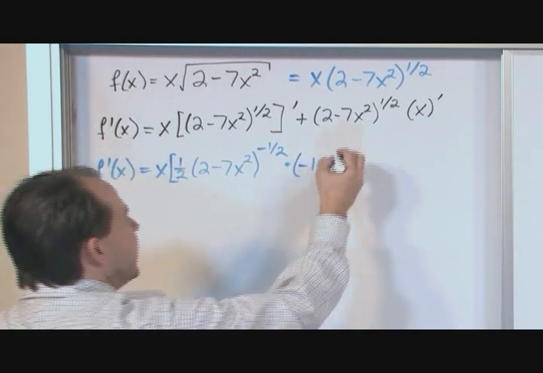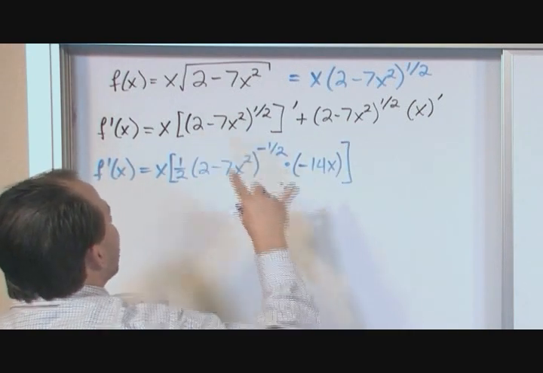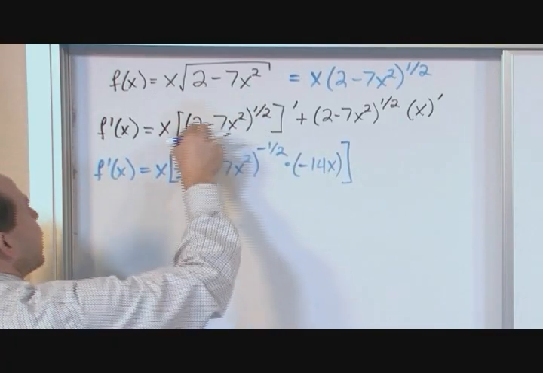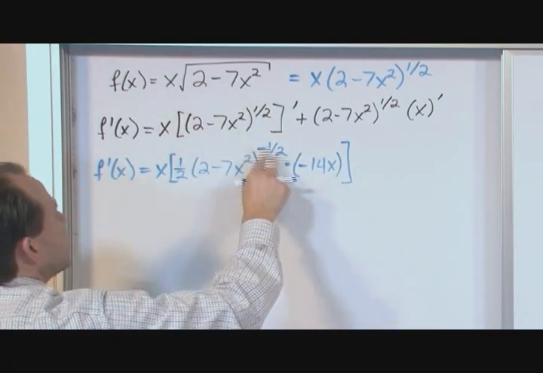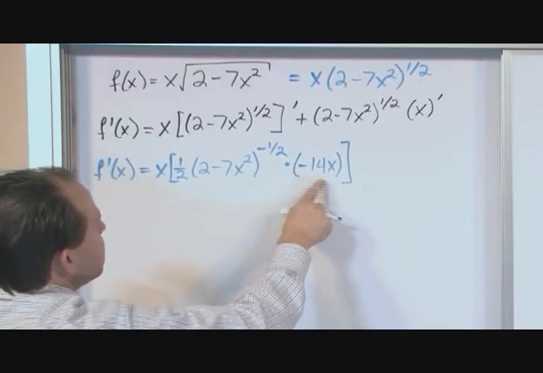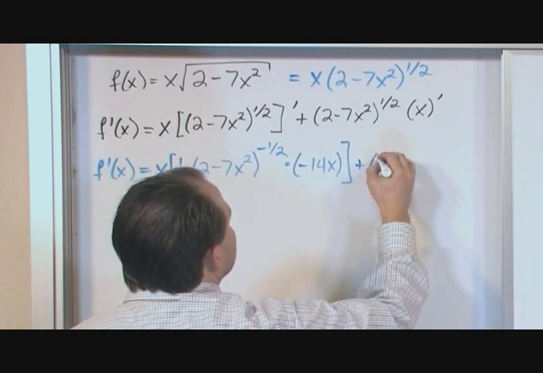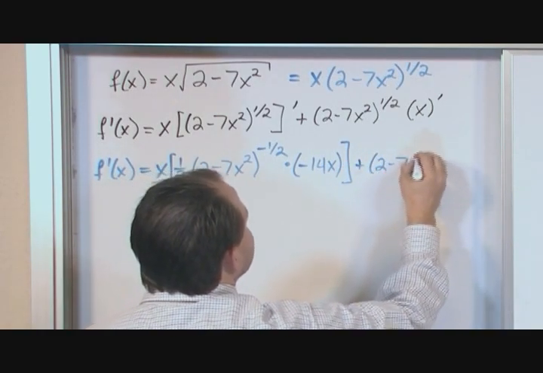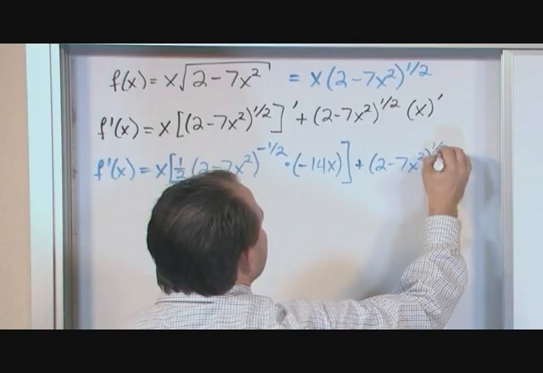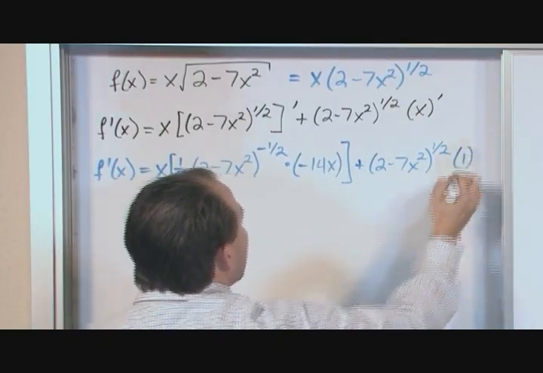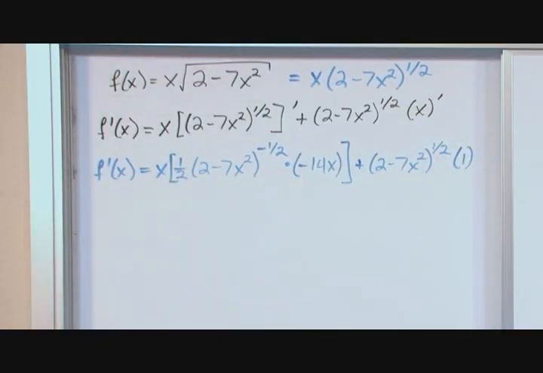Right? So this is the derivative of this whole term is what we have here. We have the outer guy with subtracting the exponent times the derivative of what we have in the middle. So we're done with that. All right? And then after we do that, we're going to have over here plus 2 minus 7x squared to the 1/2. What's the derivative of x? Well, it's just 1. So that's very, very simple at the end.